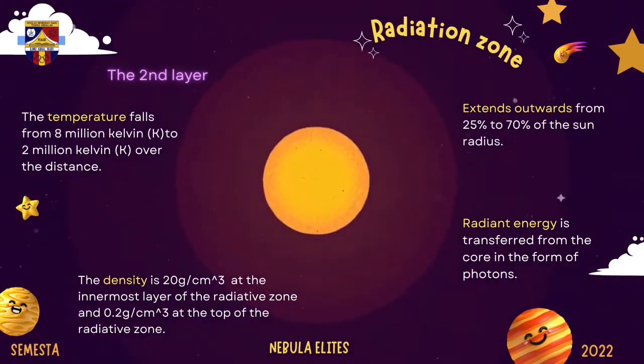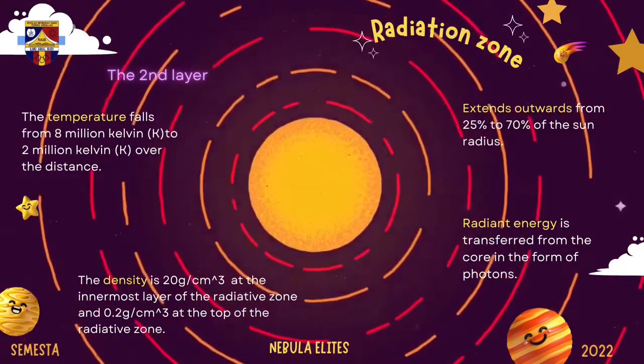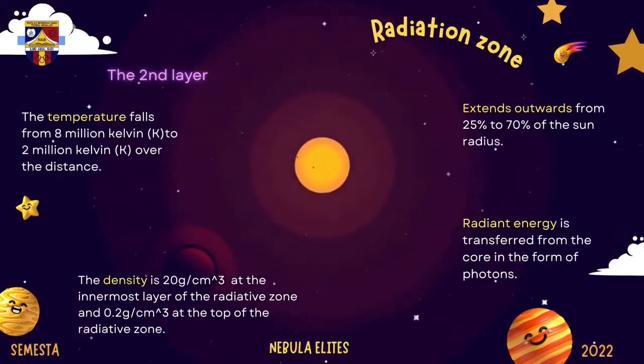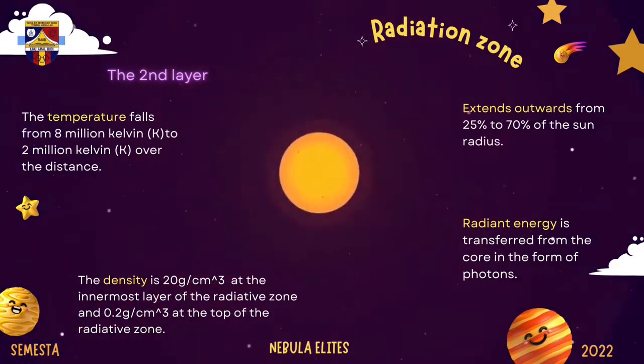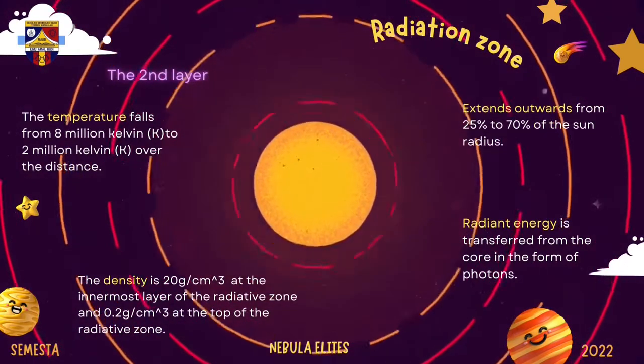This layer just lies outside of the core, where radiant energy is transferred from the core in the form of photons. In this layer, photons bounce off other particles, following random paths until they enter the convection zone.